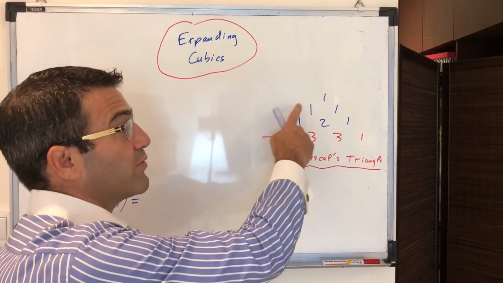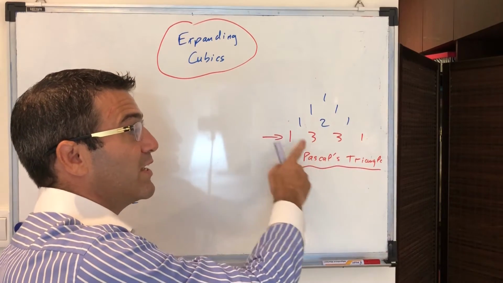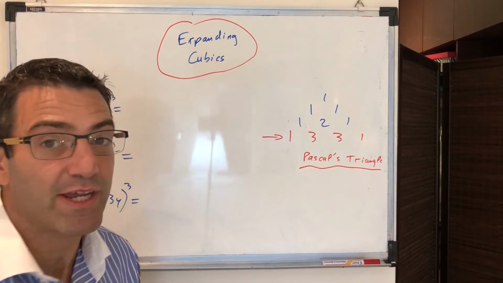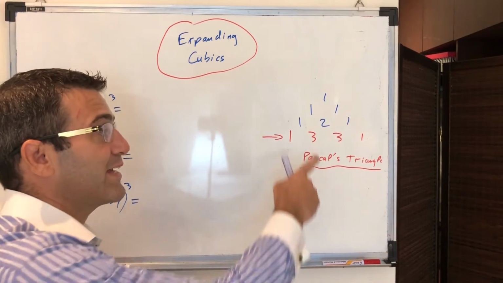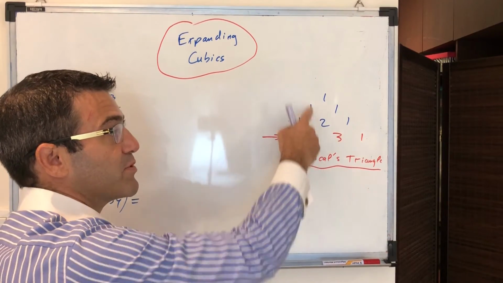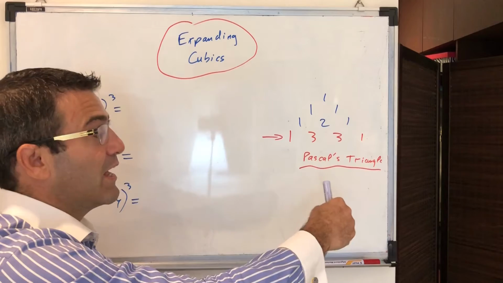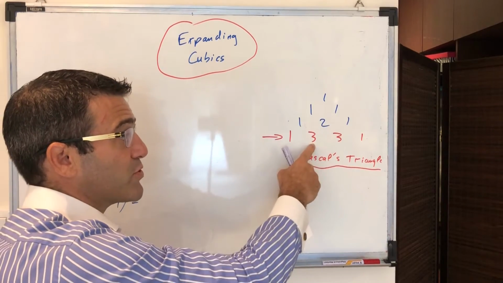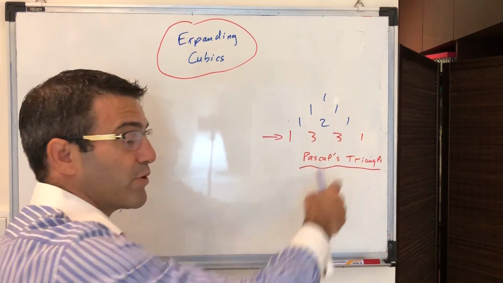It starts with 1, 1, 1, 1, 2, 1, 1, 3, 3, 1, and we generate each row of Pascal's triangle by adding these two digits to form this number. So there's ones all along the side. And so when you do 1 plus 2, you get 3, 2 plus 1, you get 3, and then you put a 1 at the end.